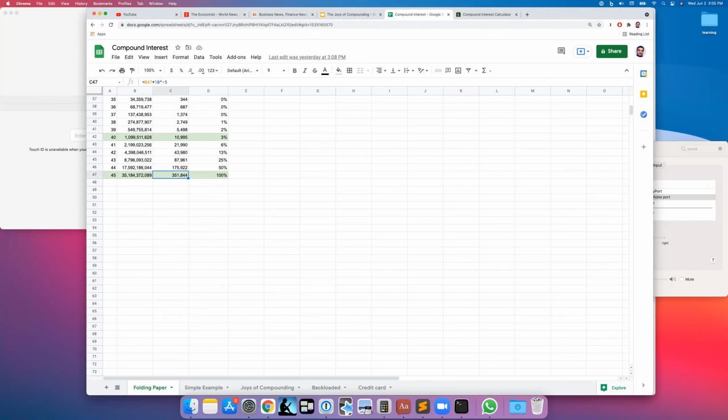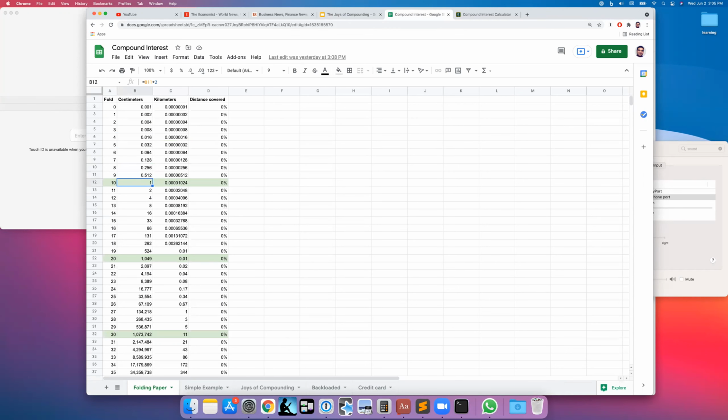The key here is, if you look at the first 10 folds, what is the total length of the paper that it added up to? It's like 1 centimeter. Hardly anything, right? At 20, what would be the height of the paper? It's 1,049, about 1,000 centimeters, right? So how much is 1,000 centimeters?